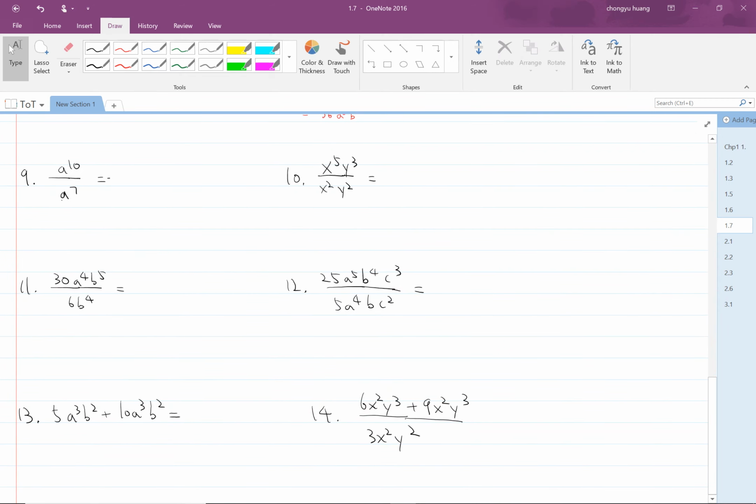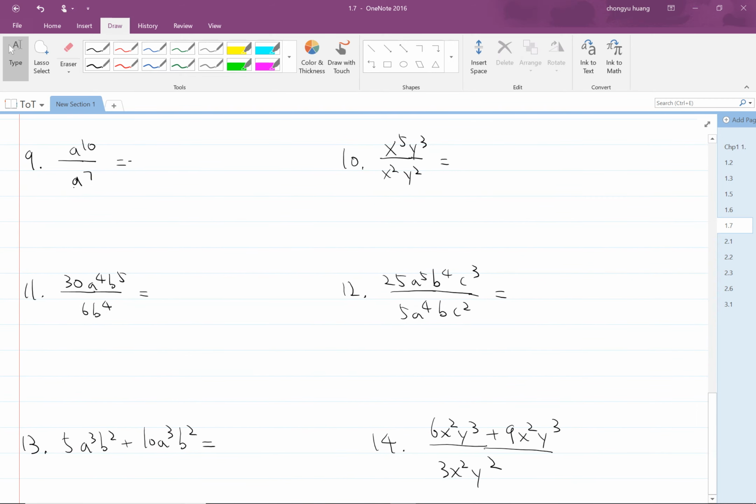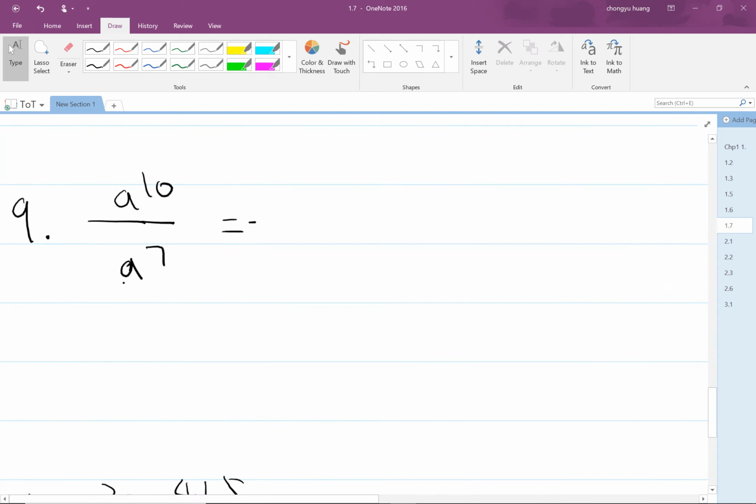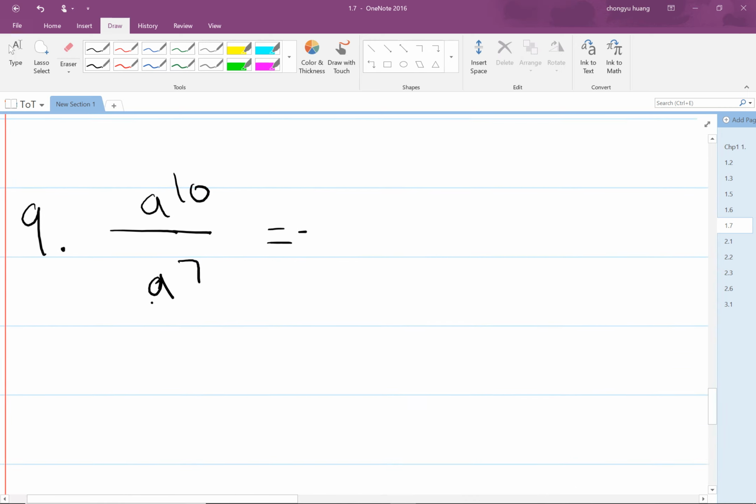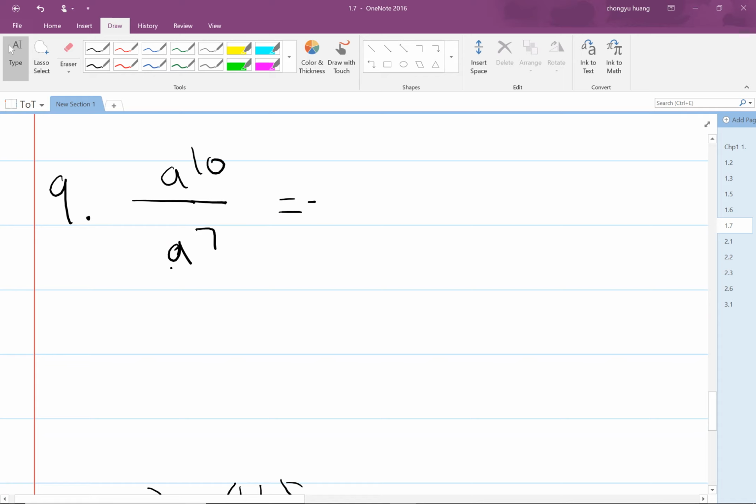Let's move on to question 9. So for question 9 over here, we have a division, so remember the property. We have a to the power 10 over a to the power 7. As the property says, it is a to the power 10 minus 7. So the answer here is a to the power 3.